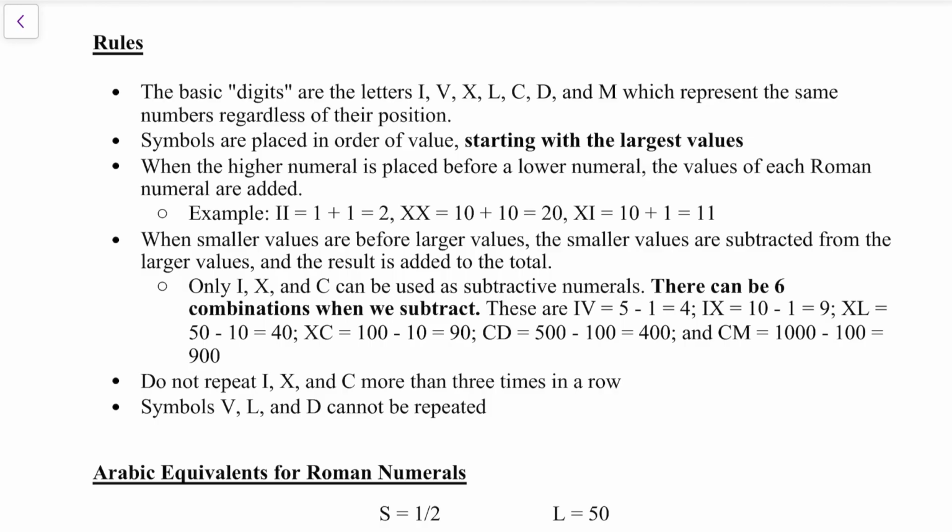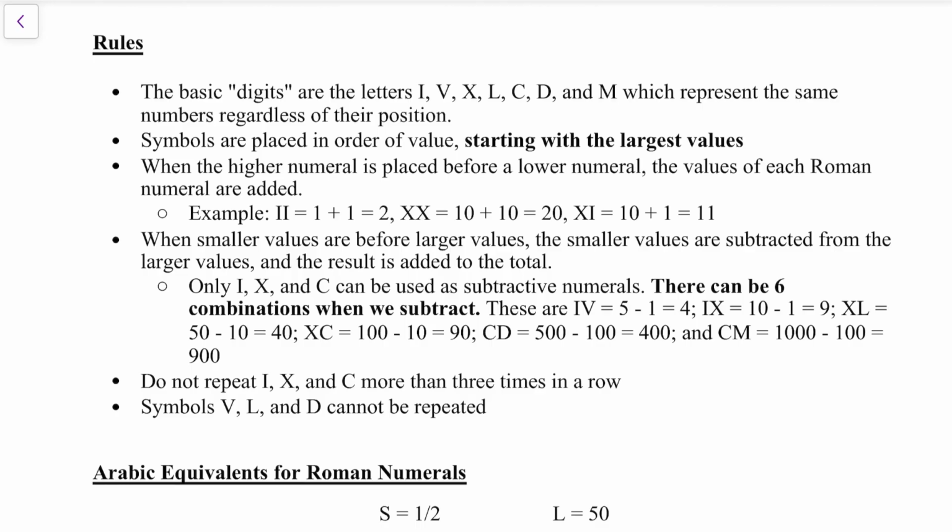If you do have a higher number and then a lower number, you sort of add these together. So for example, II would be 1 plus 1 or 2. XX would be 10 plus 10, which is 20. If I have something like XI, that would be 10 plus 1, which is 11. And so you just sort of add their values together.